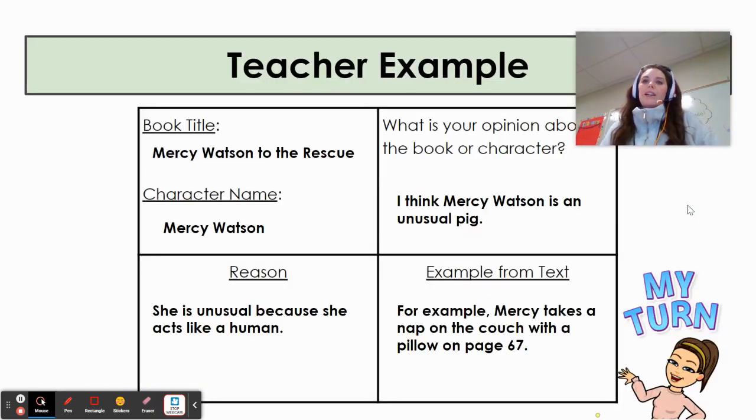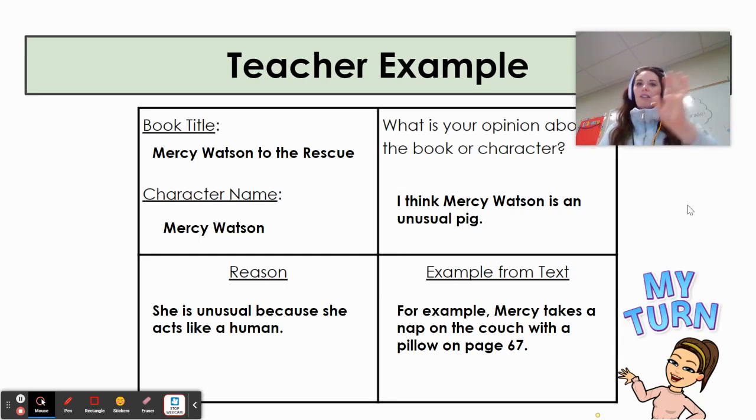So I'm going to write, for example, Mercy takes a nap on the couch with a pillow on page 67. So I am including the page number where I found my support. And I want you to notice, second graders, that I also started my sentence with for example. Since this is supposed to show an example from the text, I'm going to start my sentence with for example, and then say why this example supports my reason.